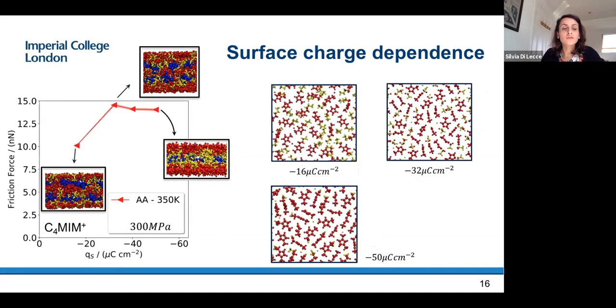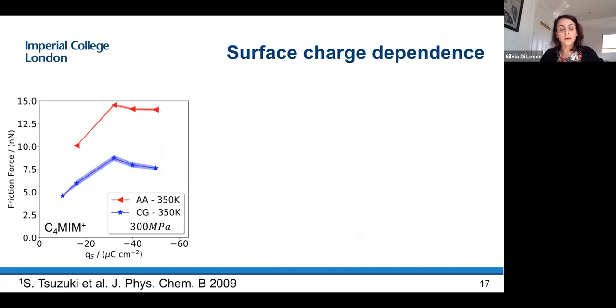We checked the friction force as a function of the surface charge. In this case, as for the coarse-grained model, we observe a reorientation of the ionic liquid inside the confined region and the shift of the slippage plane from the ionic liquid-wall interface to the inner part of the region. If we compare this data with the results we had for the coarse-grained model, we see that the maximum of the friction force is appearing at the same surface charge density, but the friction force is actually larger.